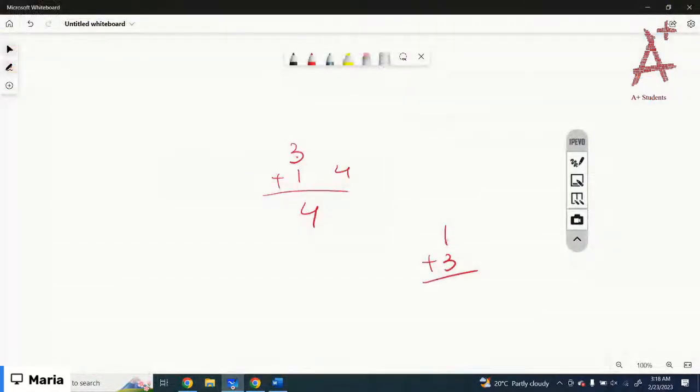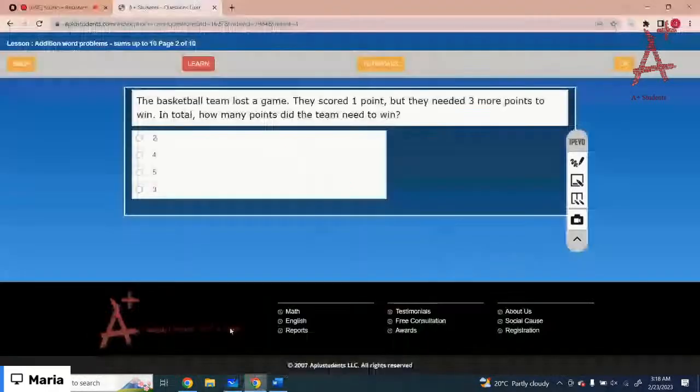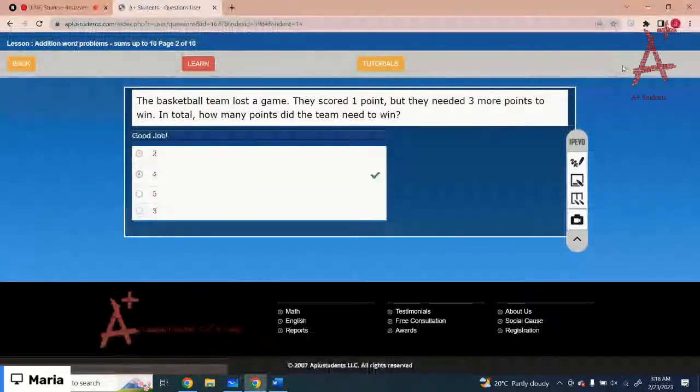So 1 plus 3 makes, start with 1 and count up to 3. So 1, 2, 3, 4. That means 1 plus 3 makes 4. That means the total points needed to win the basketball game is 4 points. Got it? So the correct option is 4. Very good.